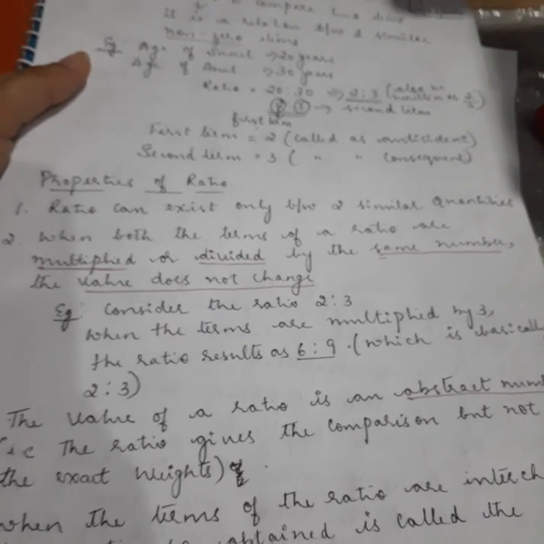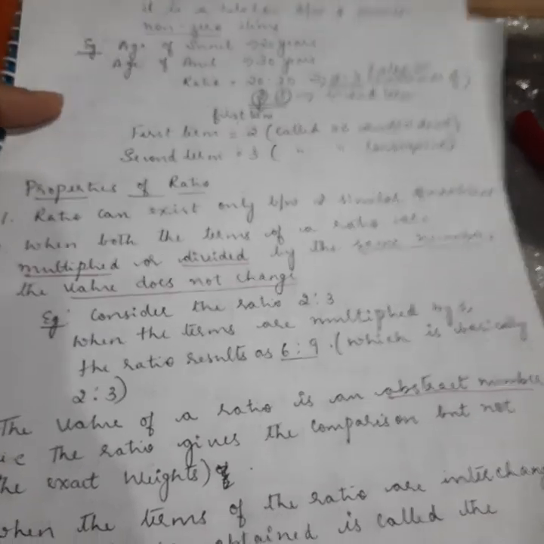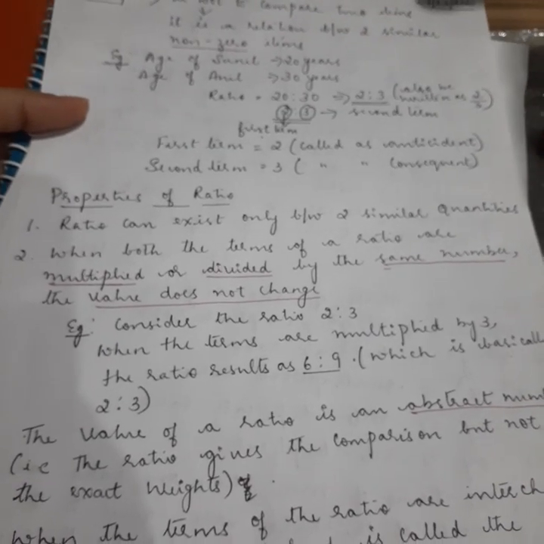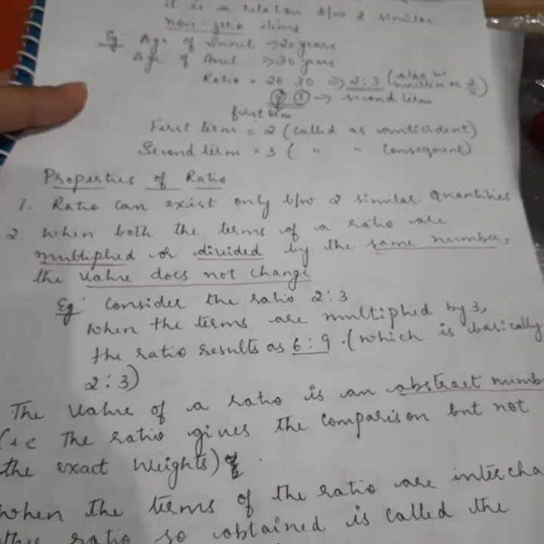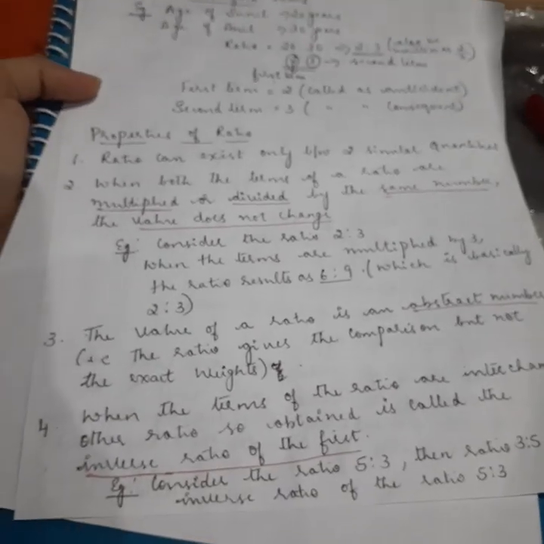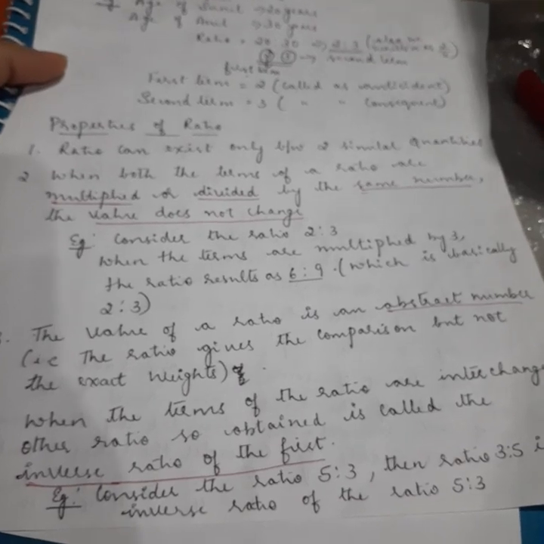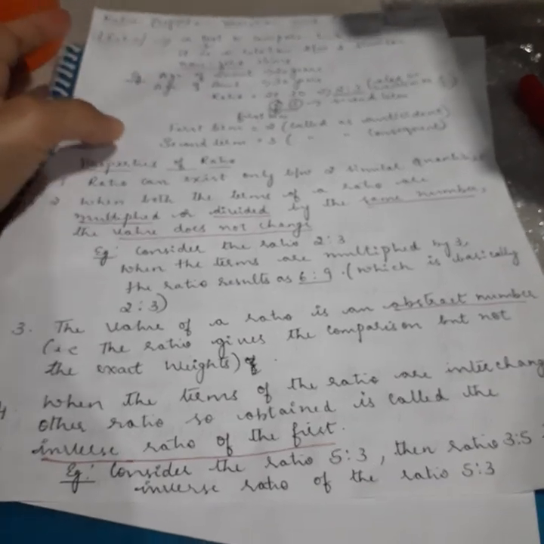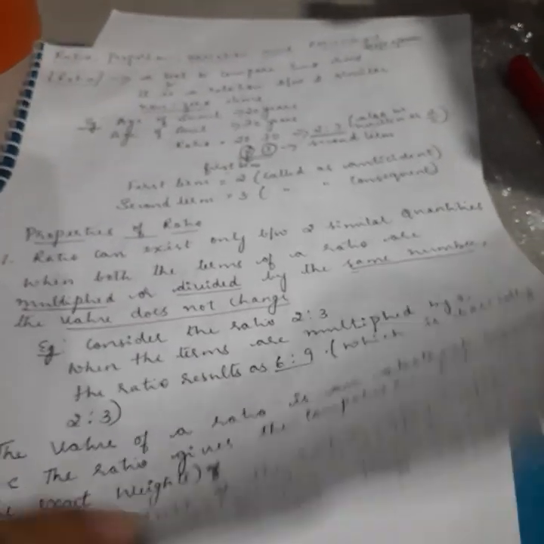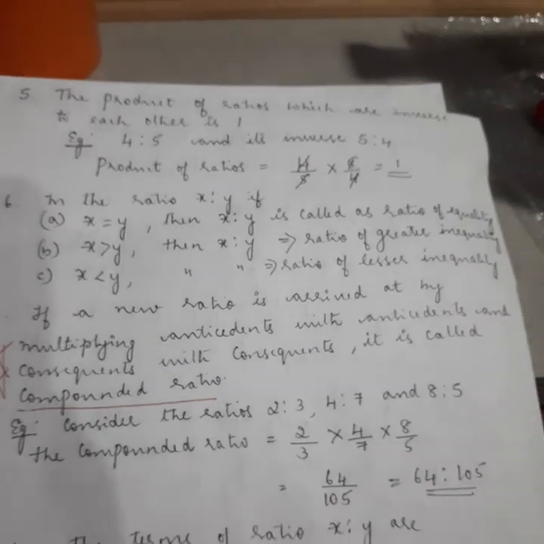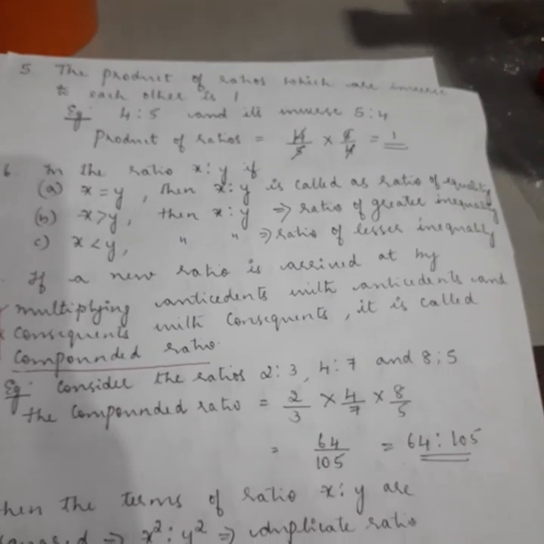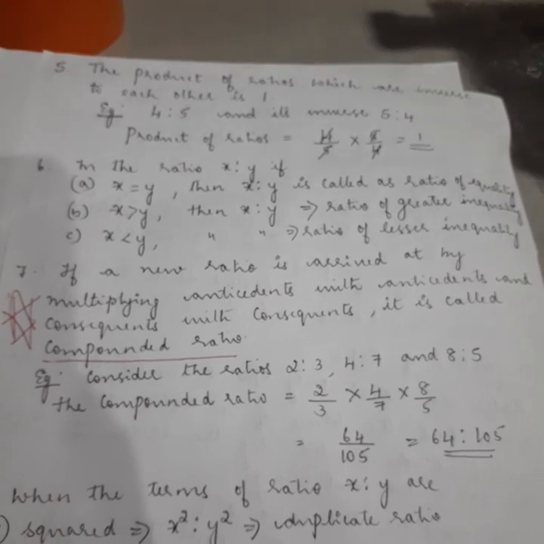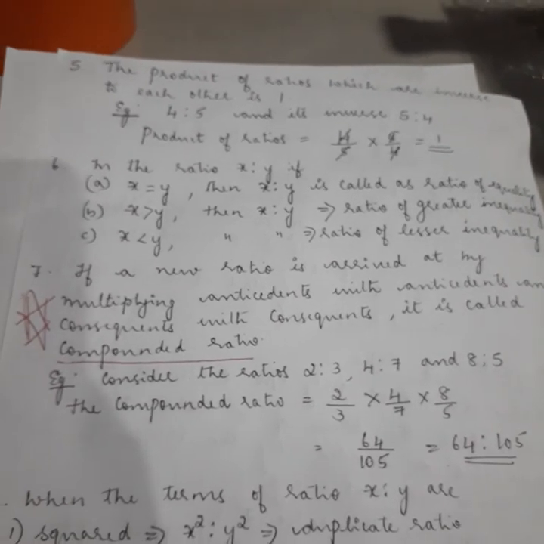Among that, first one is ratio can exist only between two similar quantities, and when the terms of ratio are multiplied or divided by the same number, the resultant answer remains unchanged. The ratio is always an abstract number, that is, we do not get the exact weights there. When the ratios are interchanged, we call it the inverse ratio of the first, and the product of the ratios which are inverse to each other is always 1. Compounded ratio, that is, we have to multiply the antecedents with antecedents and consequent with consequent.